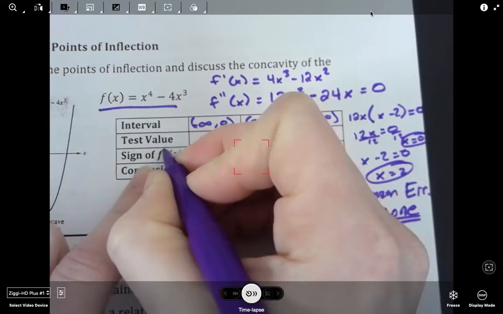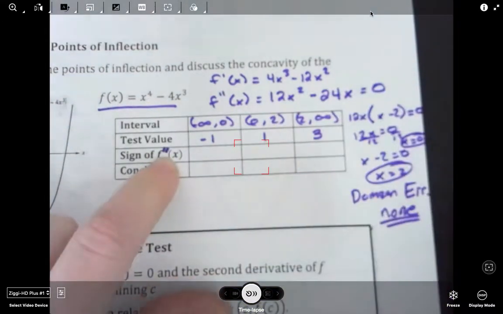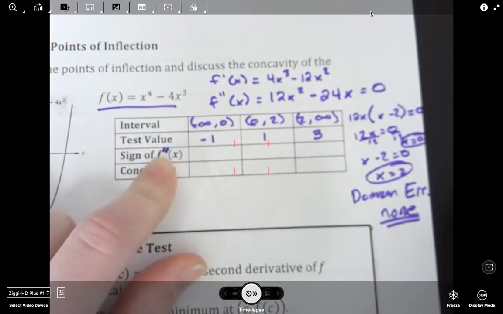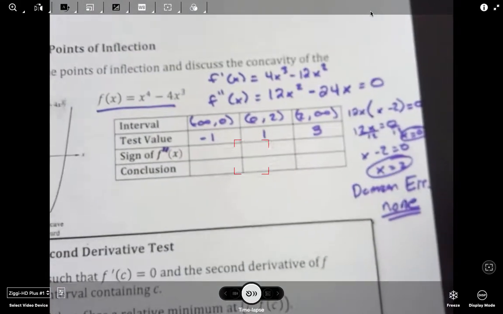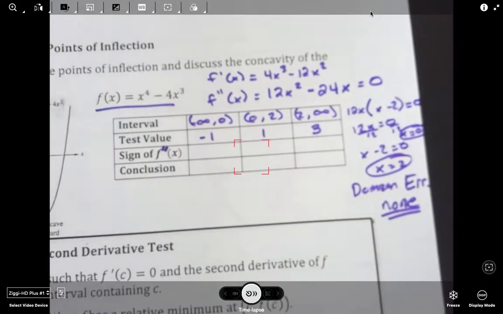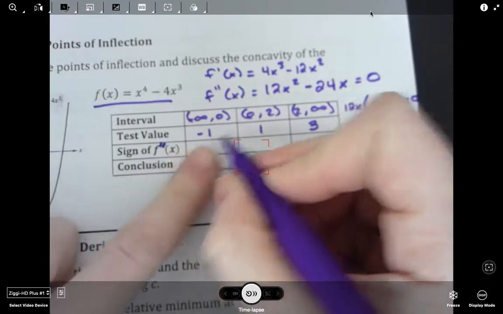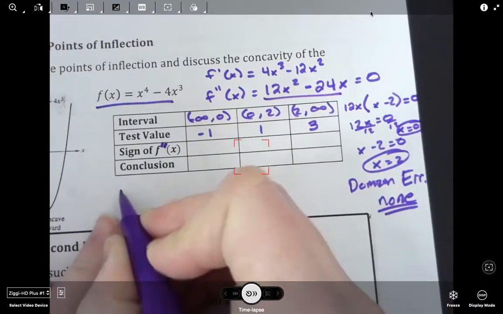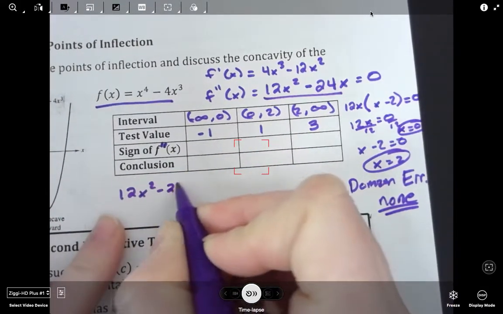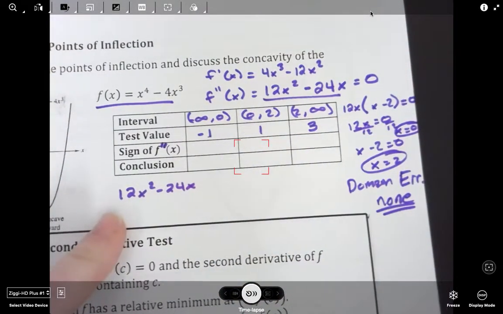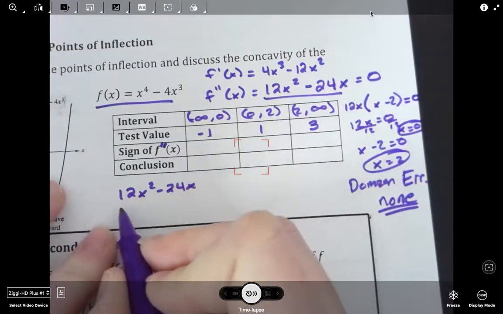Okay, this is a typo right there. That should be f double prime again. I copy pasted that table over and I forgot to change it. So should still be the second derivative. You're going to plug these numbers into the second derivative. Okay, so 12x squared minus 24x is what you're plugging these numbers into. Okay, so plugging negative 1 in first.